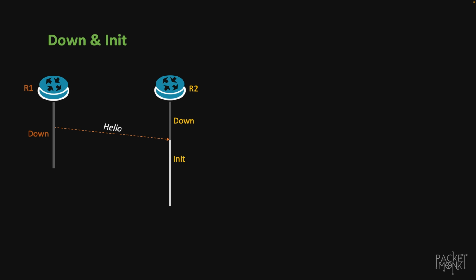So R1 doesn't know R2 exists, so R1's hello message doesn't have R2's IP address. But now R2 knows that R1 exists because it just received a hello from R1. So when R2 sends a hello back to R1, R1's IP address will be present inside the neighbor field. Once R1 receives this hello from R2 and the hello has R1's IP address in the neighbor field, it doesn't go to the init state. Instead, it will move to the two-way state.